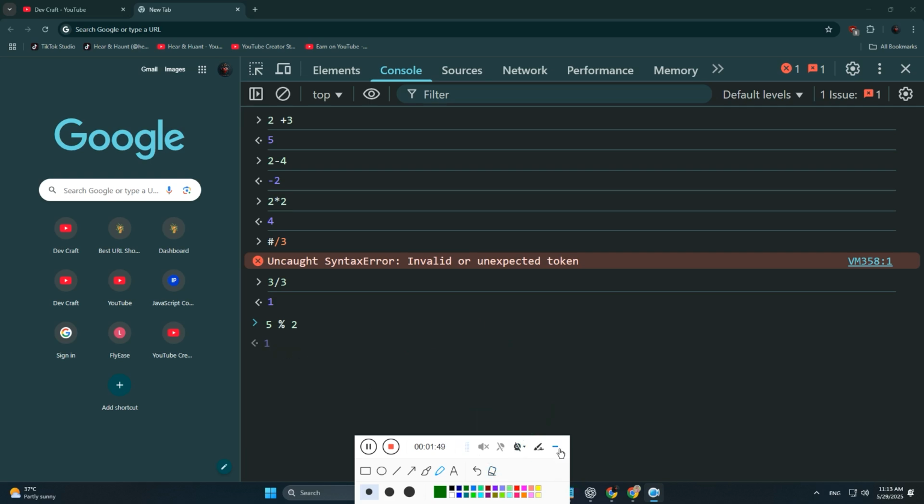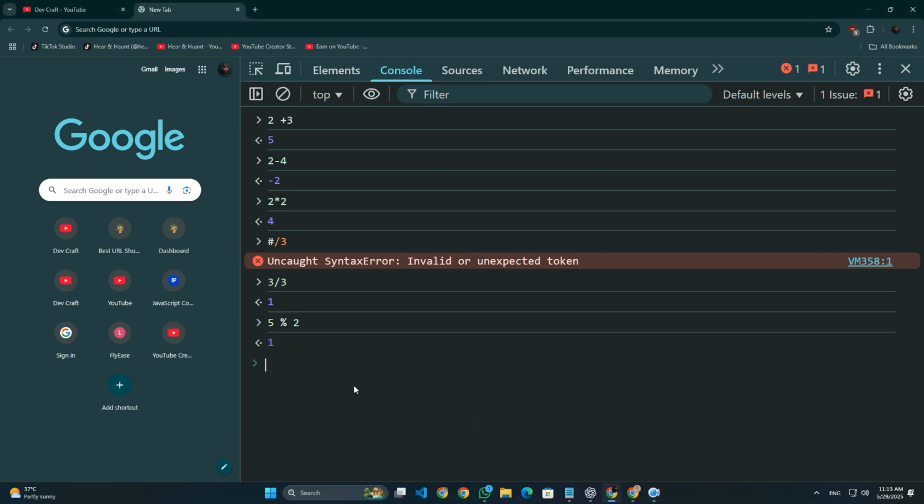Next we have our power. If we want to write 2 raised to power 2, 2 raised to power 3, 2 raised to power 4, then what do we do? Then we do 2 double multiplication 3. It's an 8, 2 into 2 is 4, 4 into 2 is 8. Okay. It's a power operator.